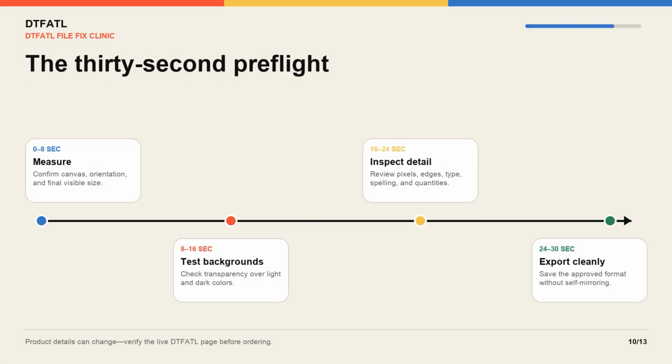Run the pre-flight in 4 passes. First, measure the canvas, orientation, and visible art. Second, test transparency over light and dark backgrounds. Third, inspect resolution, edges, small text, spelling, placement, and quantities. Finally, export a clean approved format without self-mirroring. If one check fails, fix it before checkout instead of hoping production can reinterpret the file.